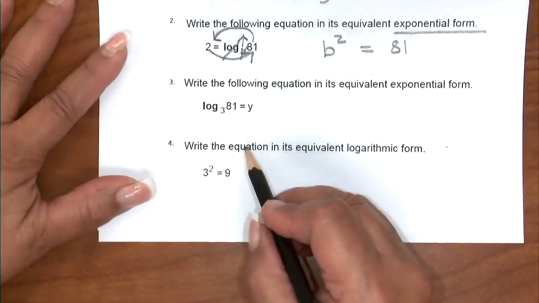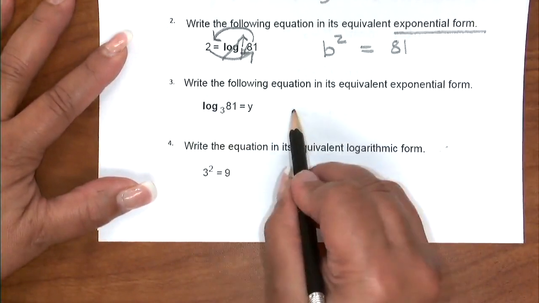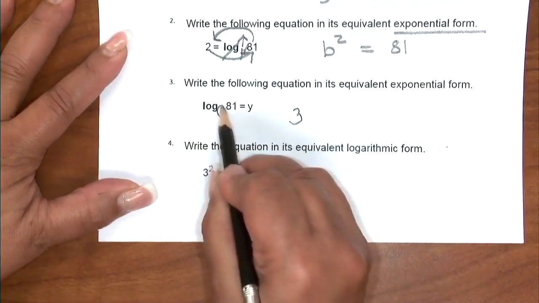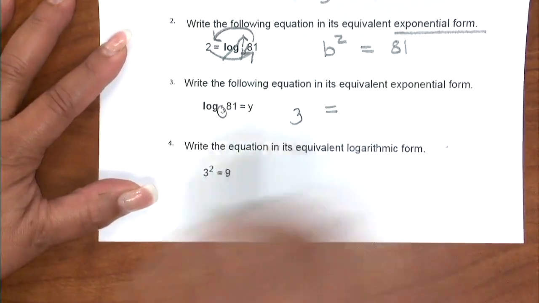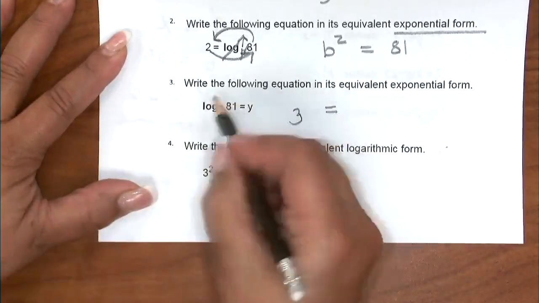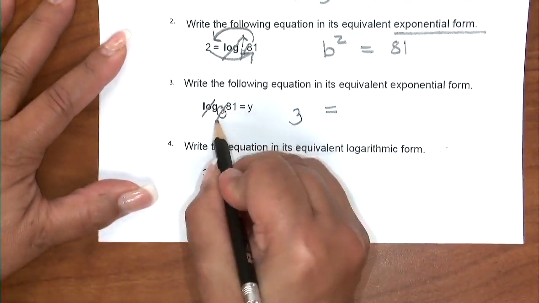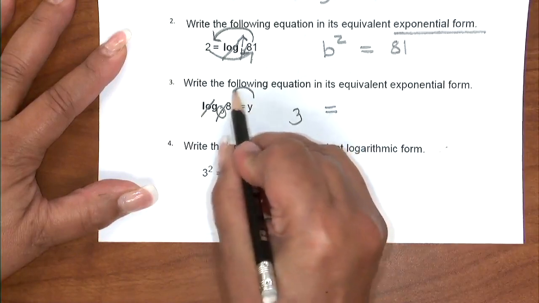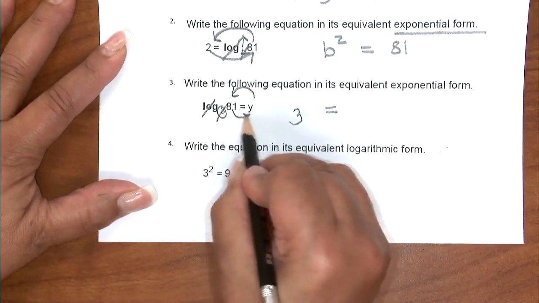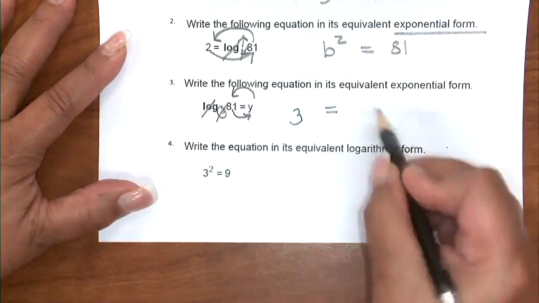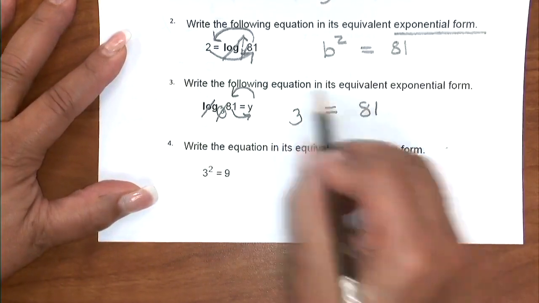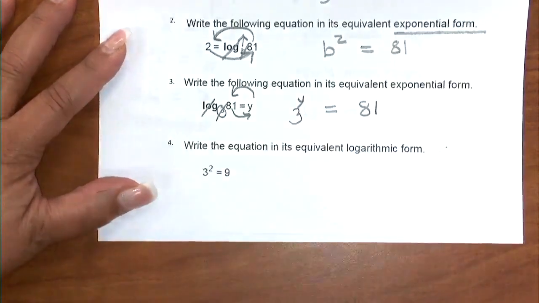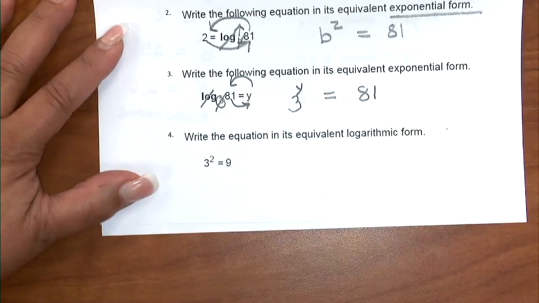Okay, so let's keep going here. Rewriting this, push the 3 up, put the equal sign right away. You're not going to say that. You're done saying that. You just have to switch these two. The 81 is going to go and be where the y used to be, all by itself. The y becomes the power, or the exponent as it's called.